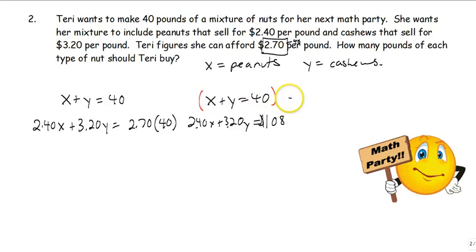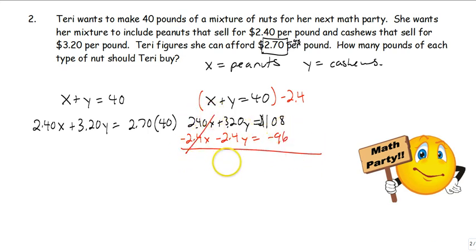I'm going to multiply this whole thing by negative 2.4. So I get negative 2.4x minus 2.4y equals 40 times 2.4, negative is negative 96. These cancel. You get positive 0.8y equals 12. Divide that by 0.8 and you get y is equal to 15. Alright, which means that x, if they have to add up to 40, to look back at the original equation, x has to be 25.